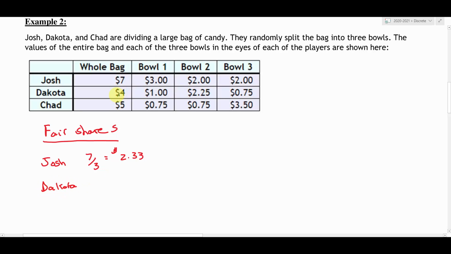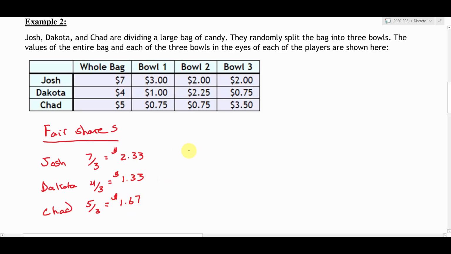Right, but Dakota's value changes. It's not the same as Josh's. Dakota values the entire bag at $4, but he's still only entitled to 1/3 of that bag. So $4 divided by 3 would be $1.33. So Dakota is only going to be happy if the bowl that he receives is worth more than $1.33. All right, then we do the same thing for Chad. Chad's value of the bag was $5, so we would again divide that by 3, and Chad's fair share becomes $1.67. He would only be happy with a bowl worth more than $1.67.